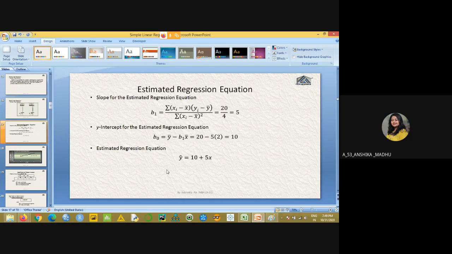So, can you take this estimated regression equation and explain it, like for this particular question? No, no. The question you explained right now, that y bar equals 10 plus 5x. What is the significance of it? The significance is that x was what? X was my number of TV ads.